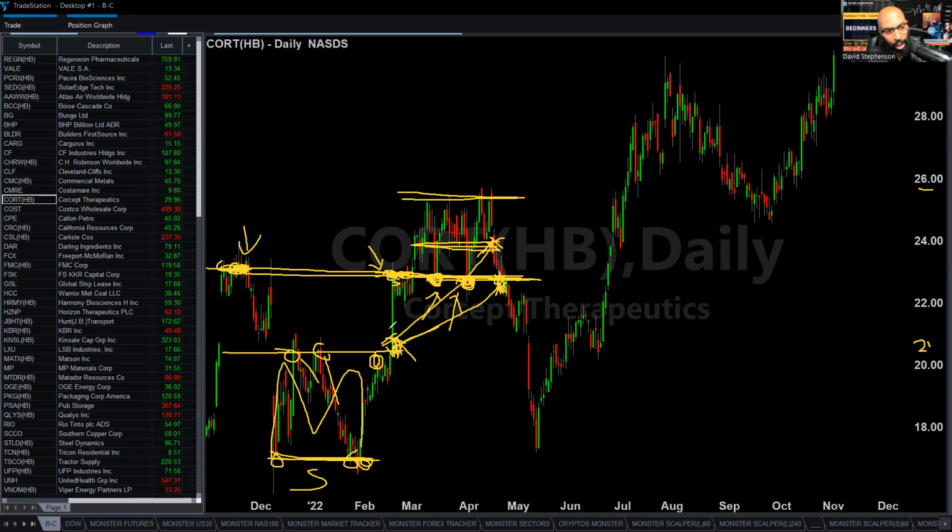So that's the accumulation, markup, small markup, distribution, markdown, and then we've got another support area right in here. Support, and we could move it down a little bit. It's not an exact science, okay? We just want to find those areas. So support and resistance right here.